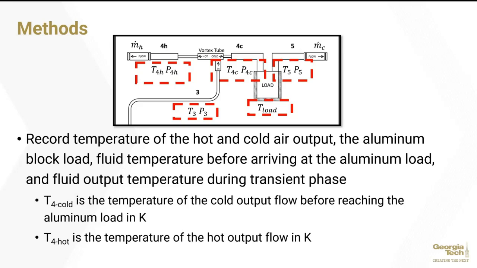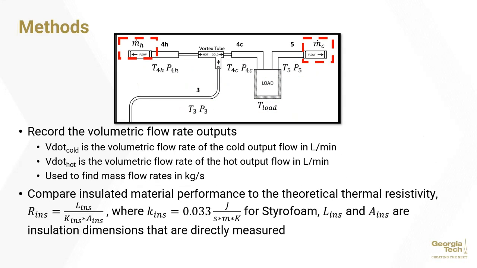The goal of the refrigeration system is to cool the load block, which is a block of aluminum insulated in styrofoam. We're also interested in measuring the flow rates at both the hot and cold outlets. The flow is measured as volumetric flow in liters per minute, and from there we can convert to mass flow in kilograms per second.